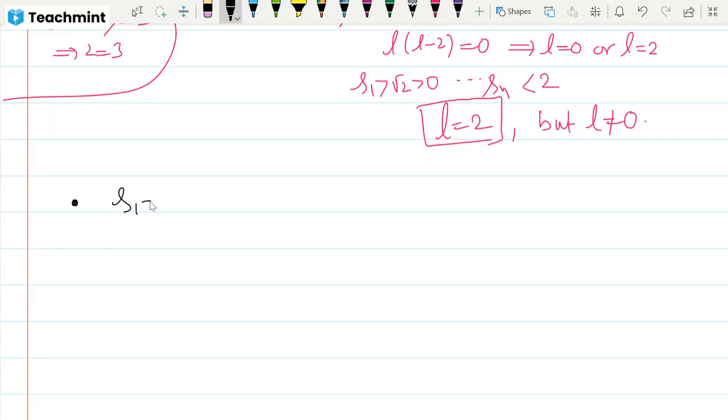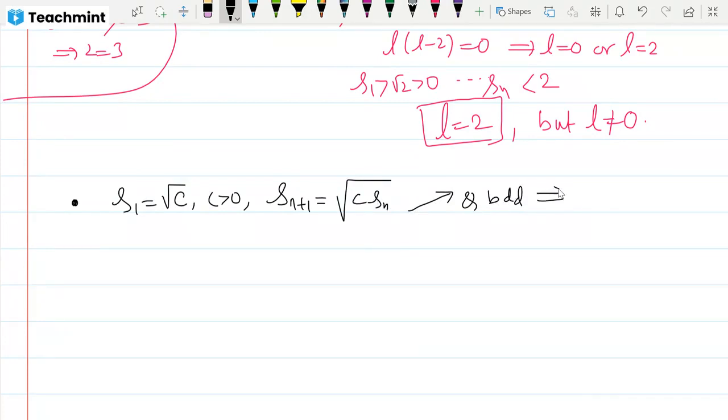Suppose S1 equals root C, and C is positive, otherwise the root is not defined, and I am defining my sequence recursively as S(n+1) equals root of C times Sn. Then you can show the limit as follows. It is increasing and bounded, hence convergent, so the limit exists. The limit of Sn is C. This is okay, very interesting.